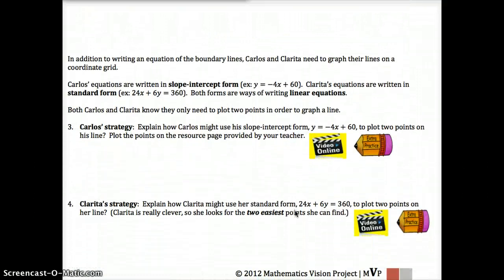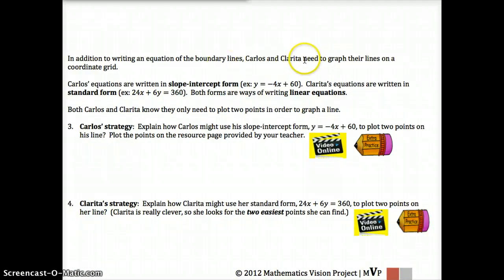Once you've done that, you need to graph their lines. Okay, got to graph their lines on the coordinate grid. So you need to graph both the cost constraint and the space constraint. Okay, so you should have two inequalities graphed on that same graph. Okay, so you should have that resource page with a graph on it, and it should have some shading on there. Okay, for number 3, you should really be explaining how Carlos would graph this. Okay, how you could plot 2 points on his line, and that should be done on that resource page. That graph should be done.